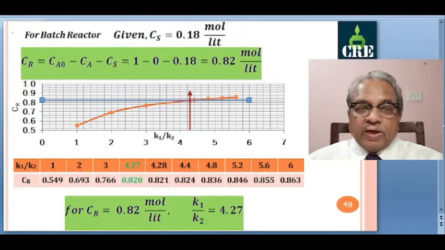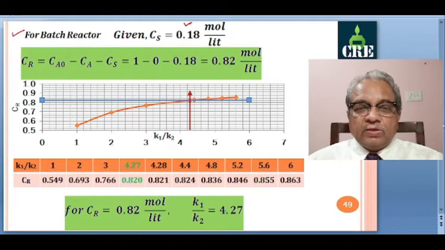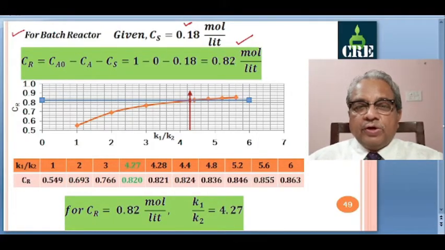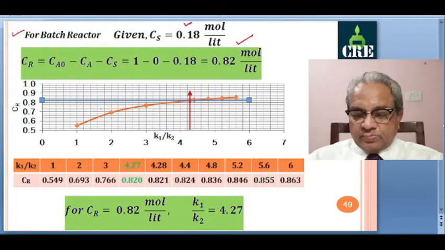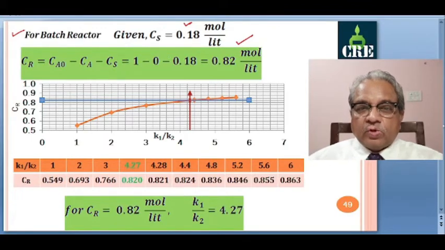Now the third part is in a batch reactor. Cs is given as 0.18. We know Cr is equal to Ca0 minus Ca minus Cs. Ca0 is 1, Ca finally is 0, and this is minus 0.18. So Cr at this value of Cs will be 0.82, and it is mentioned in part D that in a batch reactor it goes to complete conversion.